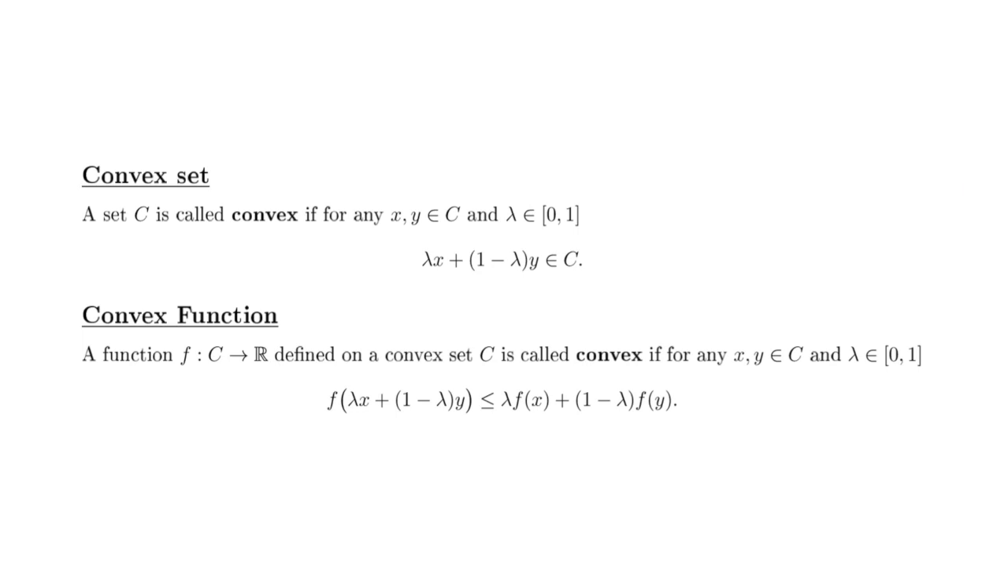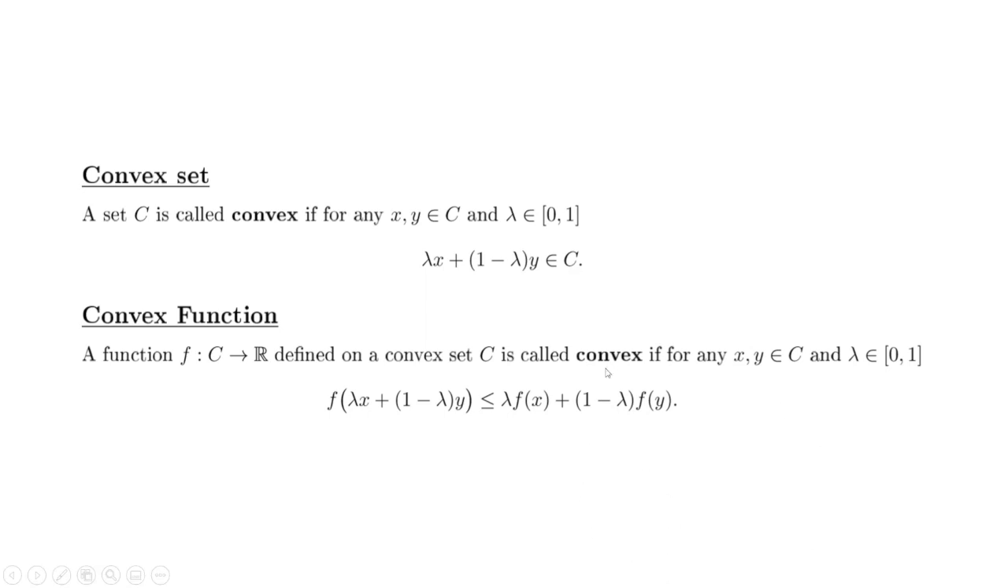A set C is called convex if for any x and y in C and lambda in the range of 0 and 1, lambda x plus 1 minus lambda y is also in C. A convex function is a function f from C to R, defined over a convex set C, such that for every x and y in C and lambda between 0 and 1, f of lambda x plus 1 minus lambda y is smaller than or equal to lambda f of x plus 1 minus lambda f of y.